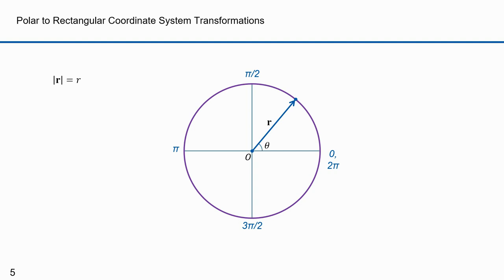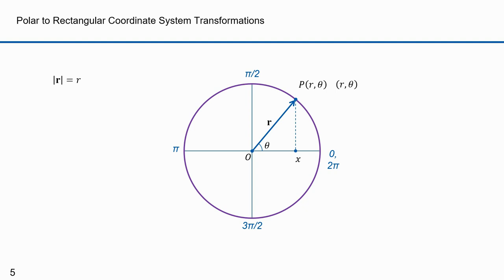This vector forms an angle with a horizontal axis. We use theta by convention. The polar coordinates for this point are r and theta. I can also express the coordinates this way. You don't actually see much of this notation in orbital dynamics. We use theta and r separately.